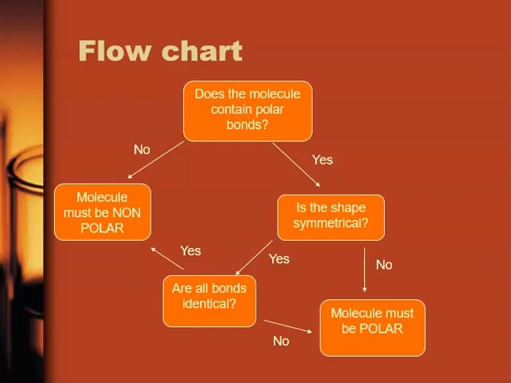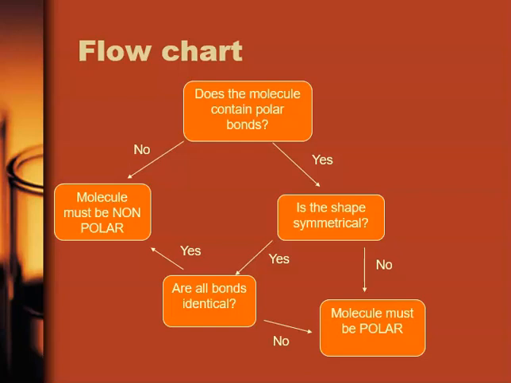If the shape is symmetrical, so it's a tetrahedral shape or an octahedral shape or something like that, then the last question I'm going to be asking myself is, are all the bonds in that molecule the same? If all the bonds are the same, then those bond dipoles will cancel out and my molecule will be nonpolar. If the bonds are different, then the bond dipoles will not cancel and the molecule will be polar. We'll have a positive and a negative end.